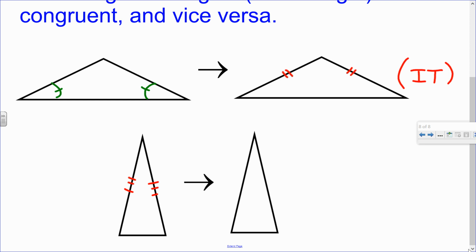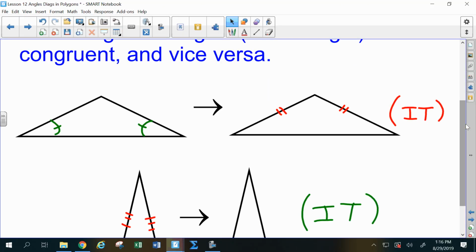The book will write it out with a lot of words. It goes the other way as well. If they give you that two sides are congruent, you can simply say that that means that you have congruent angles and your reason is isosceles triangle. Anybody have questions on that?